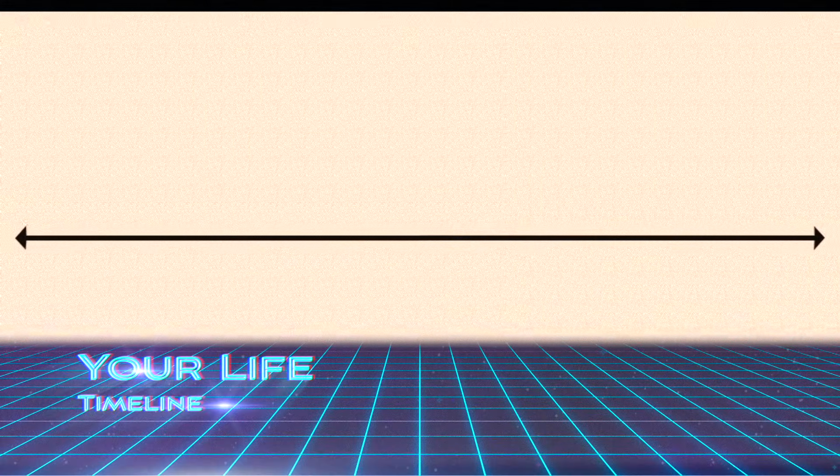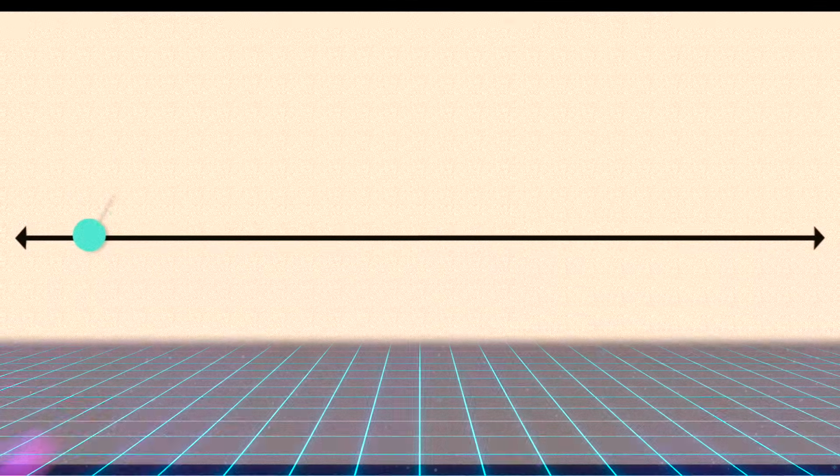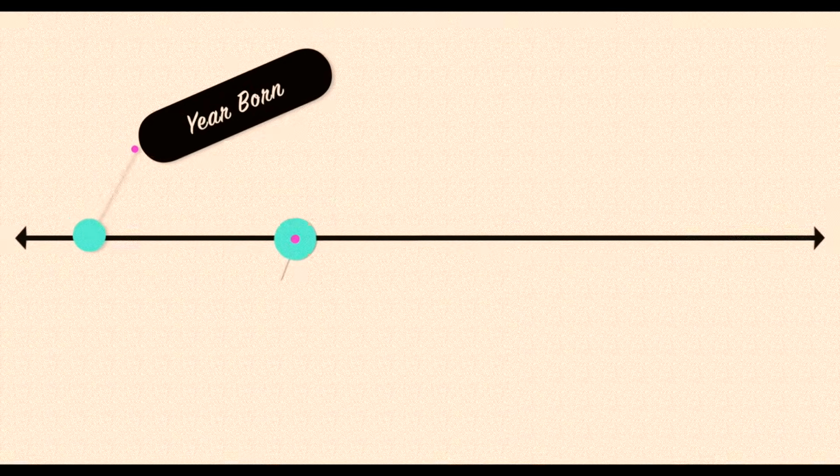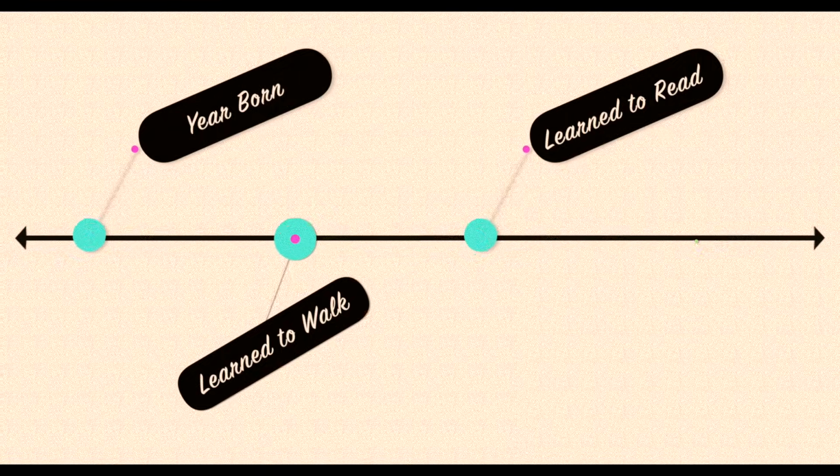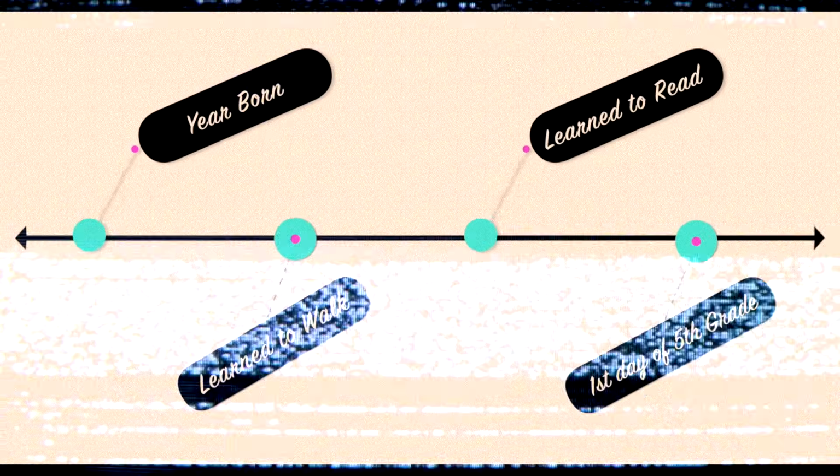But do you know how a timeline works? Or better yet, could you read one if you saw it? Let's start with something basic. This is a timeline representing your life. We'll start with the year you were born. Let's add the year you learned how to walk, the year you learned how to read, and we'll finish it off with your first day of 5th grade.